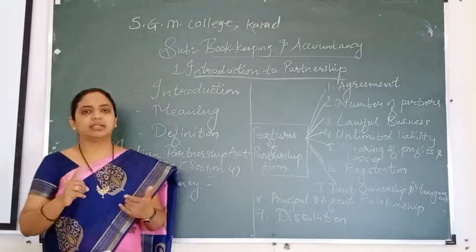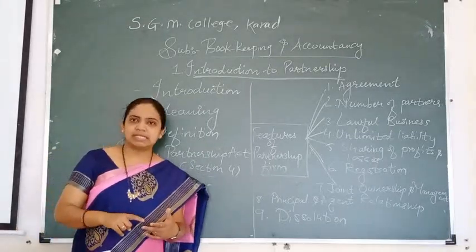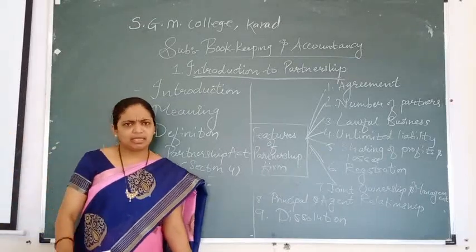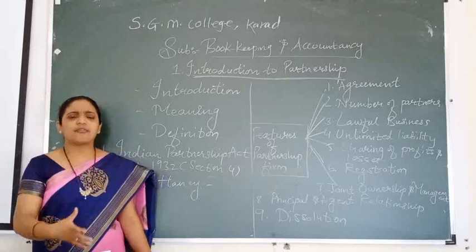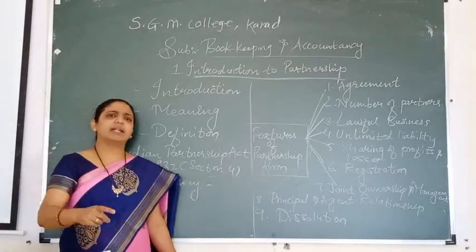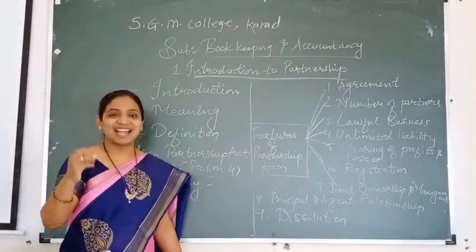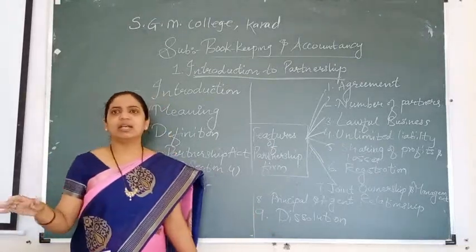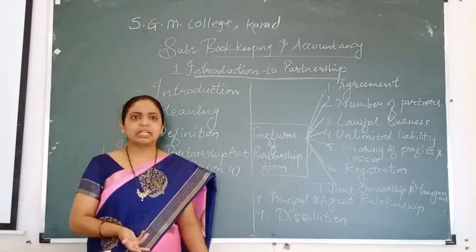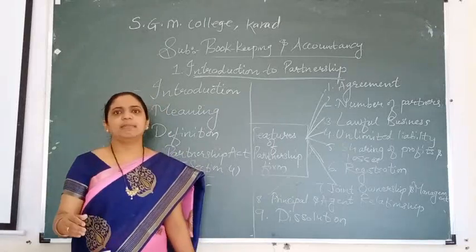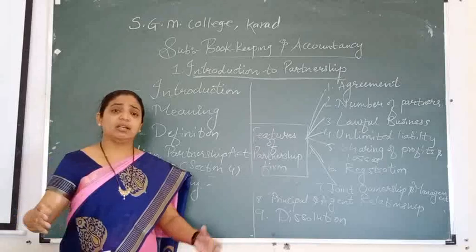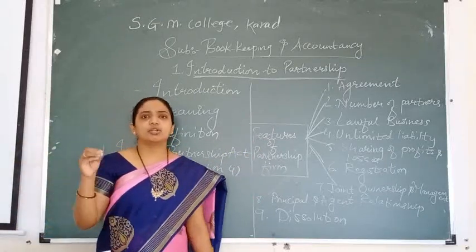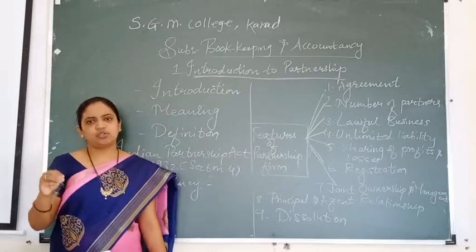So if one partner dies, becomes insane, or one of the partners retires, at that time the firm may get dissolved. For example, if two partners are there and one partner dies, can the partnership exist? No. When two partners are there and one retires, it cannot continue. So dissolution always exists, because when a partnership is formed, it may also get dissolved.